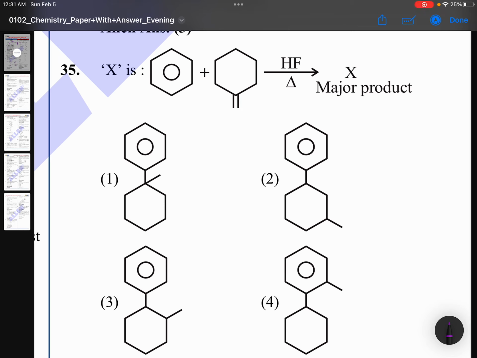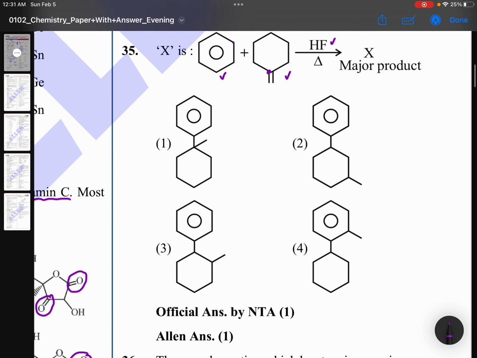Here this is benzene reacting with this HF. So HF means acid, so carbocation should form here. And this carbocation should be attached to this. Correct? Carbocation should be attached to this. No other option. If you want, I will give you the answer here, you see.